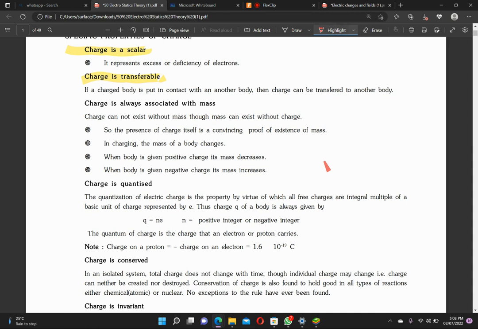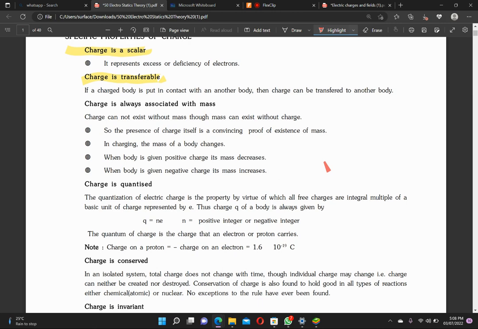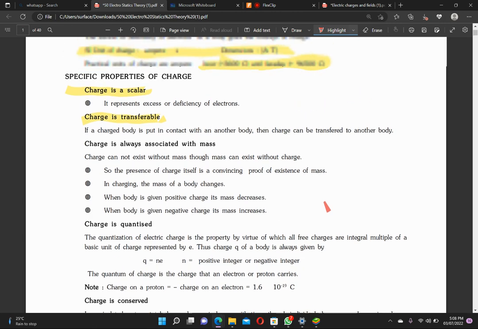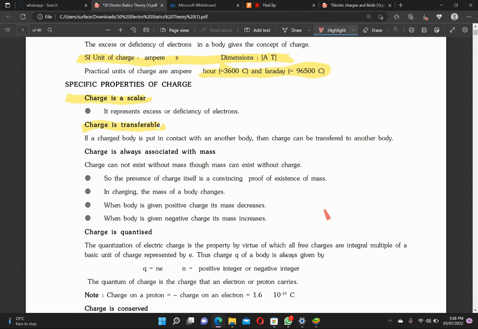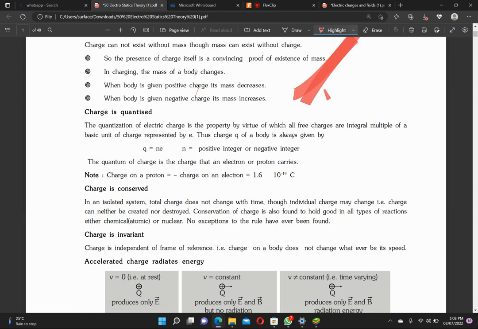So positive charge, its mass decreases, and if it is getting negative charge, it increases. Now charge is quantized. We know Q equals n e, where n is any positive integer.